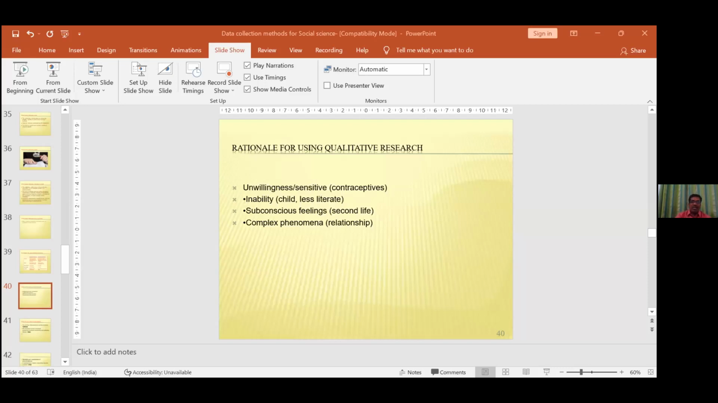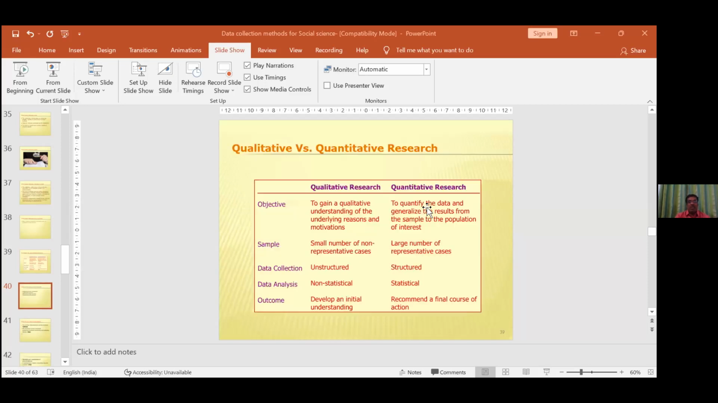So I wanted to collect this kind of data. How can I do it with the help of? I can collect this data with the help of qualitative research. Now, what are the major differences between qualitative and quantitative research? What are the objectives of qualitative research? To gain a qualitative understanding of the underlying reasons and motivation. These are the objectives of qualitative research.